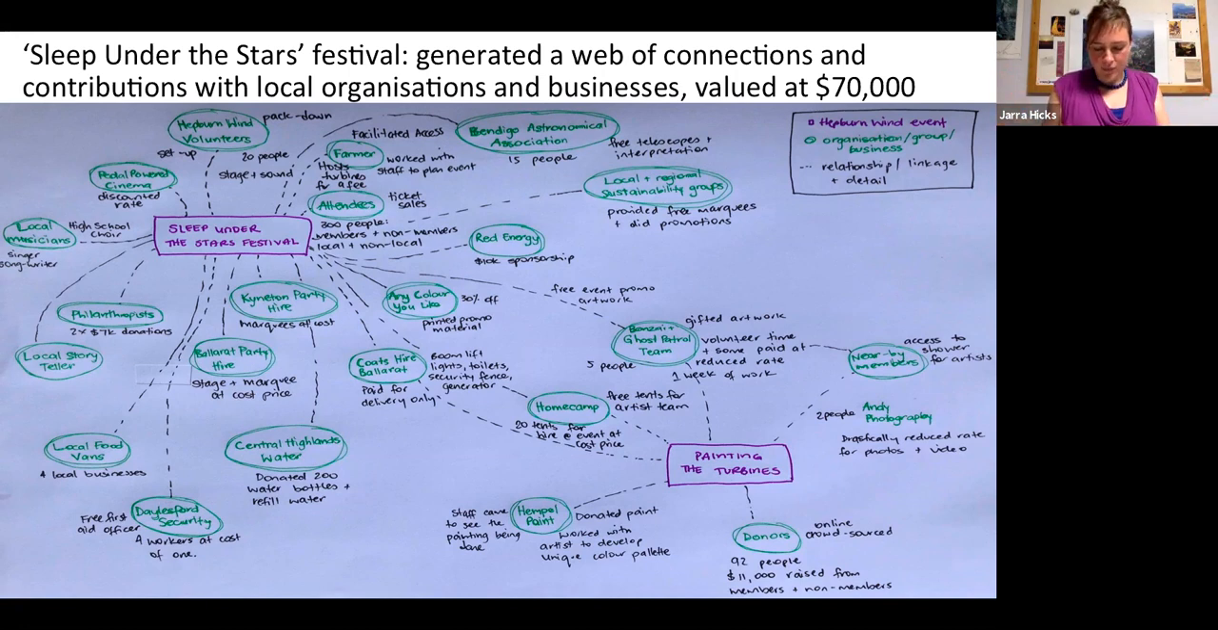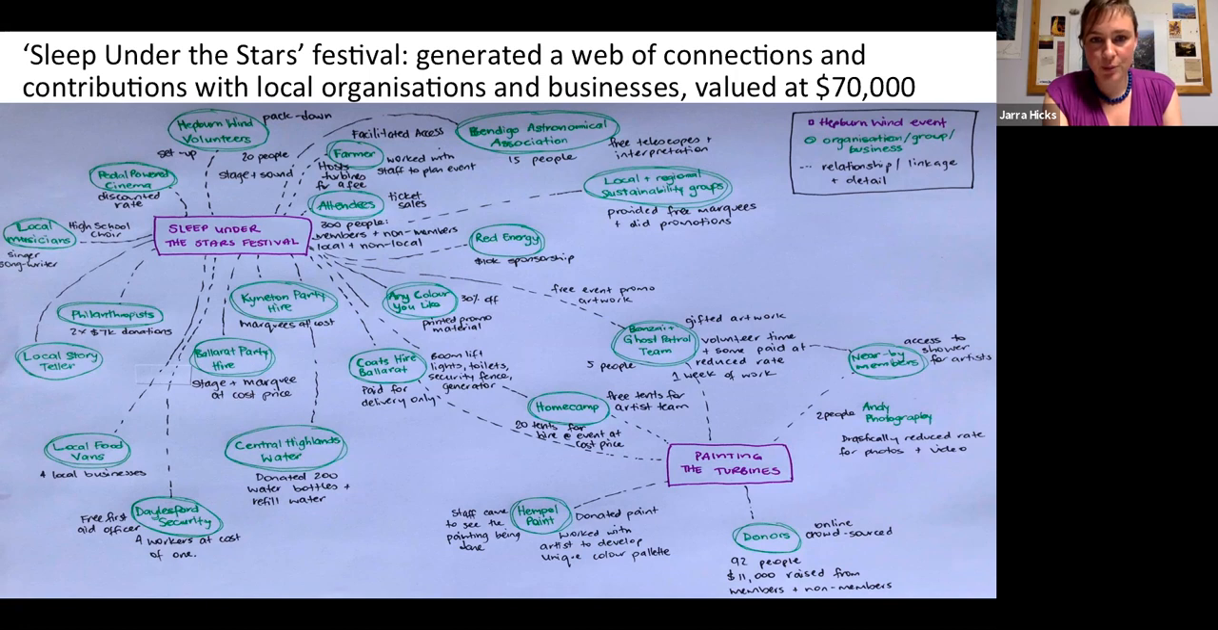So this example here is the Sleep Under the Stars event that happened a few years ago. Maybe some of you were there. And they delivered this event through drawing on a whole bunch of volunteer and in-kind contributions. So all of the green circles are different organisations that were involved in delivering this event. And it involved the painting of the murals on the turbines, as well as the festival event that included camping and music and storytelling and food.